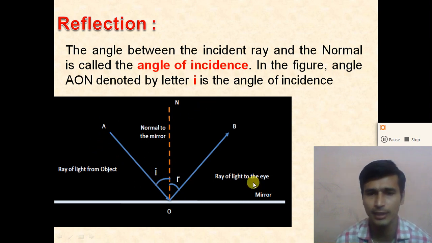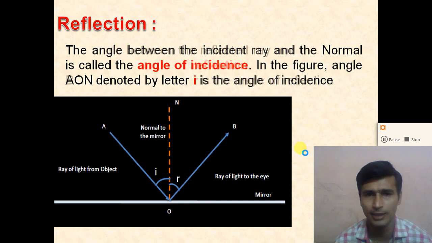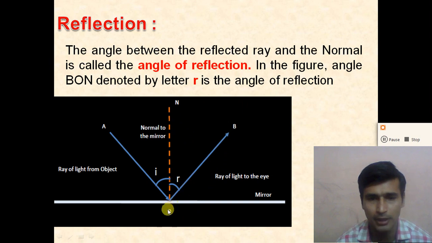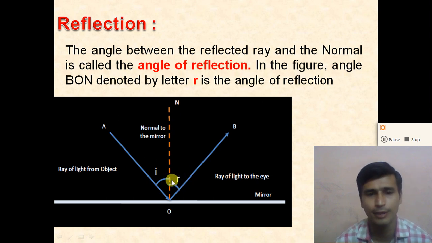And similarly, the angle of reflection. What do you mean by the angle of reflection? The angle that the reflected ray makes with the normal is called the angle of reflection. The angle between the reflected ray and the normal is called the angle of reflection. In this figure, the angle BON is called the angle of reflection, and it is denoted by small r. So the angle the incident ray makes with the normal is called the angle of incidence, and the angle the reflected ray makes with the normal is called the angle of reflection.